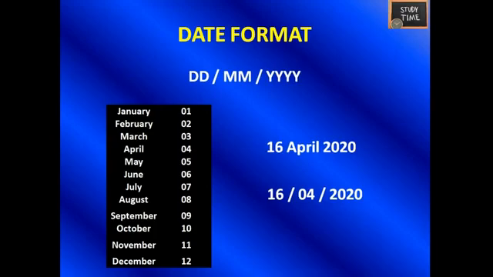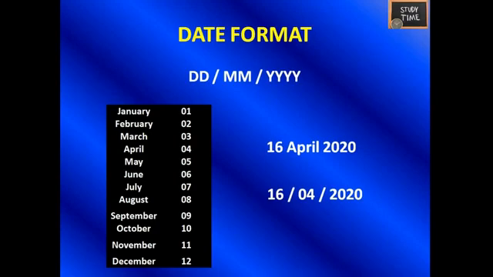There are different ways by which we can represent date. The standard form is DD/MM/YYYY. Here each month corresponds to a particular number. Example, January is 01, February is 02, March 03, April 04, May 05, June 06, July 07, August 08, September 09, October 10, November 11, December 12.